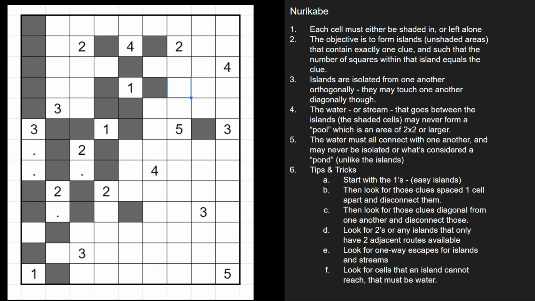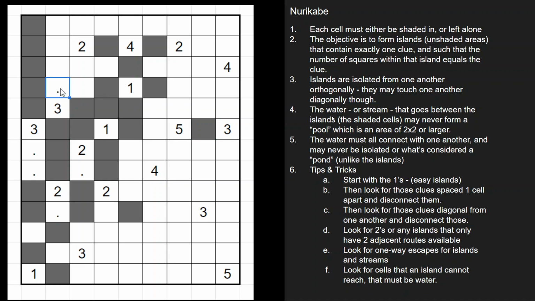So that's some of the tips and tricks. The other thing is remember that you can't create a pool. So for instance, let's just hypothetically say that this was shaded in. In this instance, we know that this cell here would have to be part of an island, because otherwise, if it was water, it would create a pool. So those are kind of the tips and tricks that you would use to solve this puzzle.